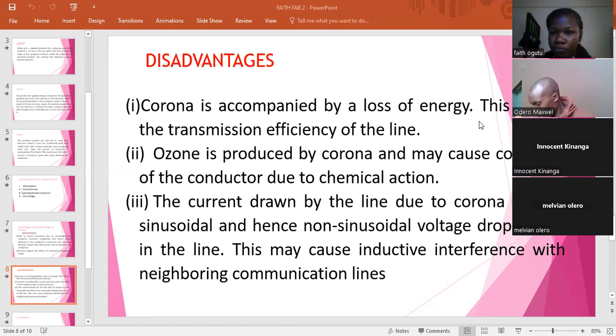The second one, ozone is produced by corona and causes corrosion of the conductor due to chemical action. The third one, the current drawn by the line due to corona is non-sinusoidal, hence a non-sinusoidal voltage drop in the line. This may cause electrostatic interference with neighboring communication lines. Okay, that is so good of you. Thank you for that, Melvian.